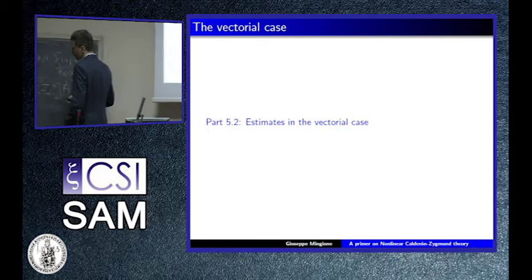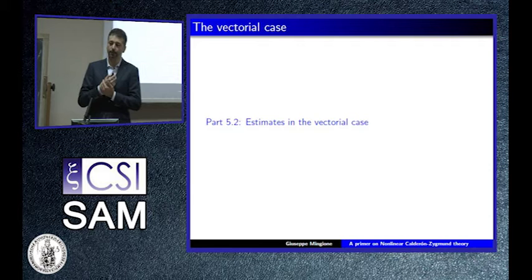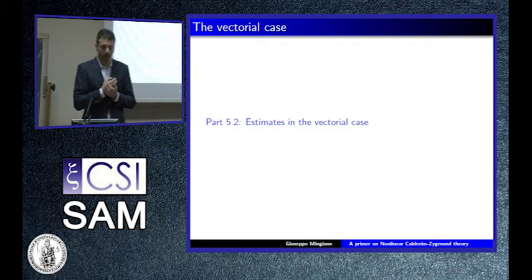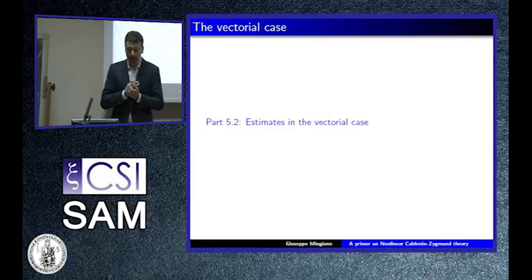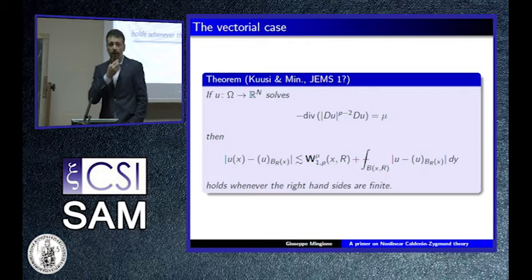You have difficulties because all these estimates are, in some sense, linked to the maximum principle. And the maximum principle completely fails for systems. So even the estimate for u was an open problem in the vectorial case. This started with the paper of Kilpeläinen and Malý, and now recently with Tuomo Kuusi, we were able to settle this problem, proving the vectorial version of this estimate.